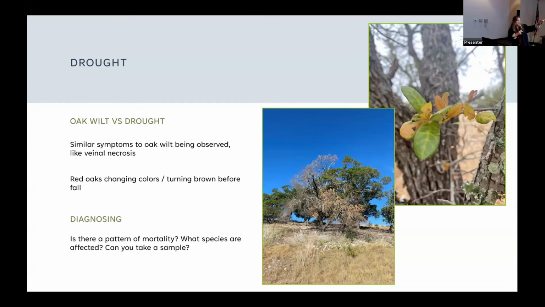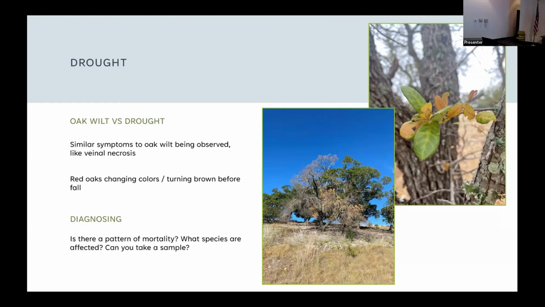And so you have possibly that veinal necrosis. You can see where the veins are yellowing, even turning brown in some of those. You can have tip burn, which just means the tip of the leaf is turning brown. You can have marginal necrosis, which means the edge of the leaf is turning brown. All of those are symptoms of oak wilt, but they can also show up in extreme drought. And then in red oaks, like I said, if they're just dying off quickly, that's usually people's light bulb that it could be oak wilt. I've gotten so many calls about this, again, specifically about Spanish oaks. So you really have to dig deeper, see if you can figure out more details.